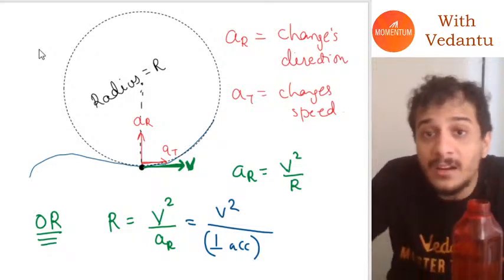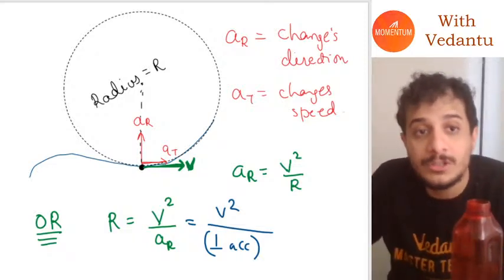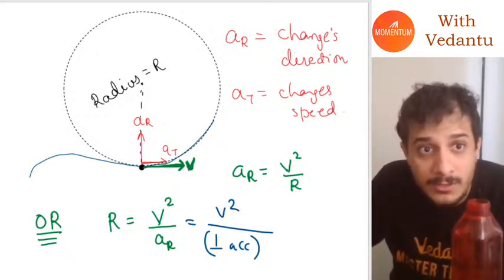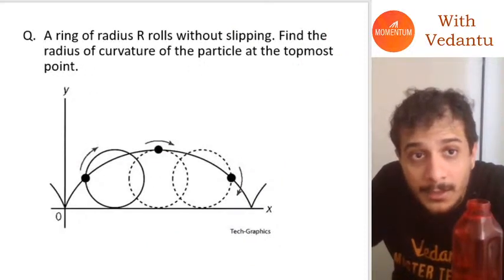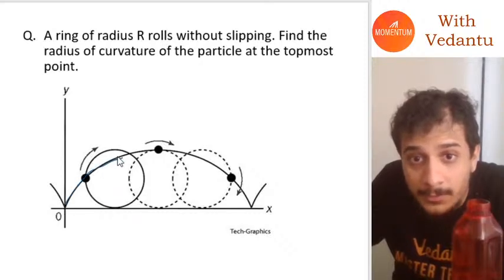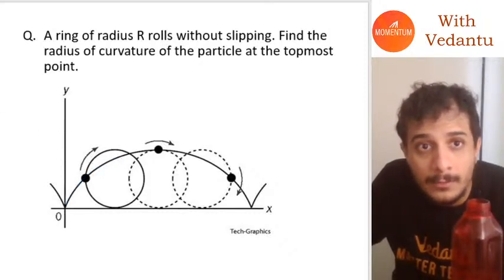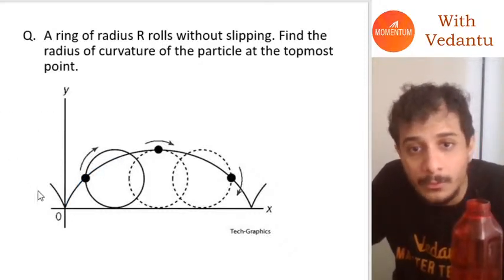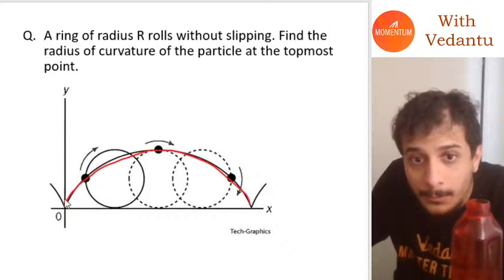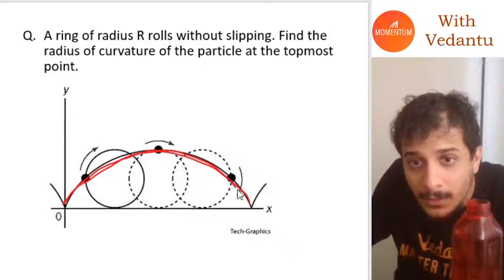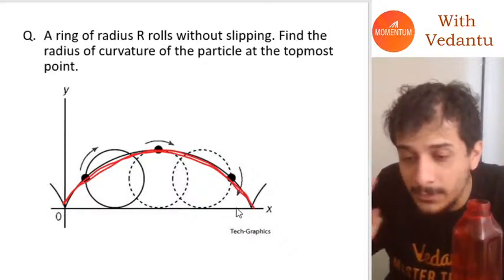let's look at this and try to apply this to our original question. If you look at our original question, guys, this is the path followed by the particle. Now forget about all the other circles. You know what, I'm going to make this red so that you can follow. This is the path followed by our particle.